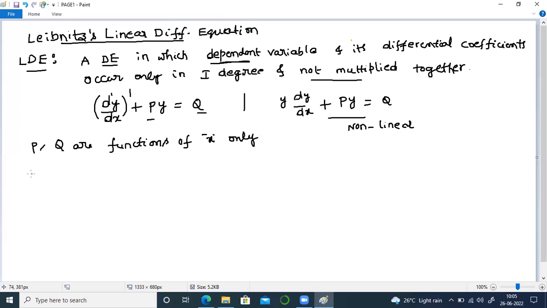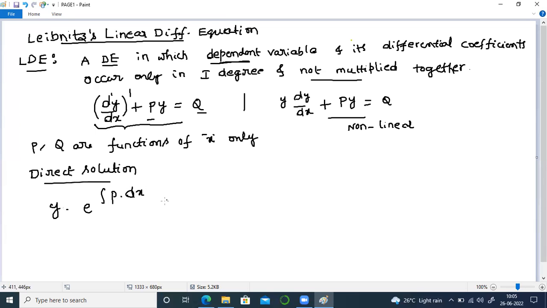Then the direct solution I am writing now. If the equation is given in this form, dy by dx plus py is equal to q, then the solution is y into e power integral of p dx is equal to integral of q into e power integral of p dx plus a constant. It's an arbitrary constant, I told you. That's it. If you solve this, your solution is done for the given differential equation.